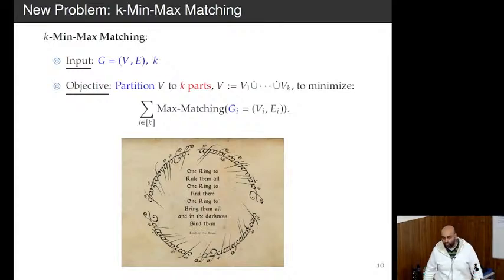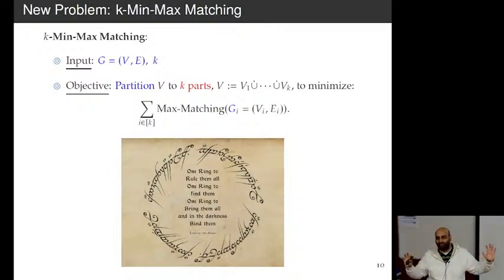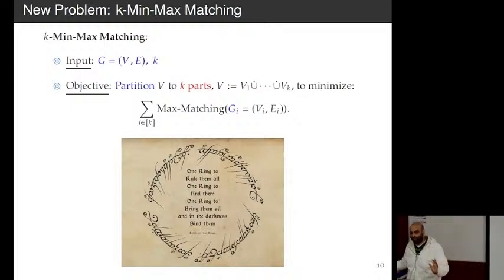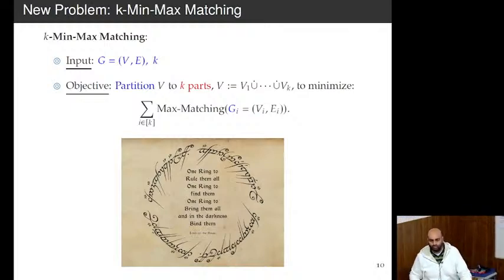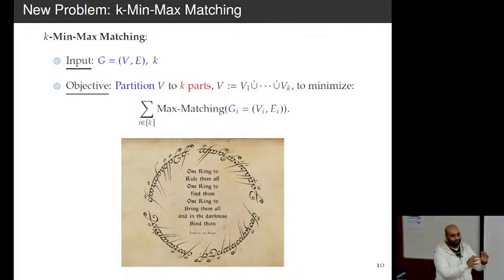So this is just max matching, the number of edges only, right? Not in the matching, no weight. So you are maximizing in each part, and then minimizing the sum. Ideally, what you would want to do is divide the graph's vertex set into k parts so that each part is an independent set. So if you k-color the graph, you're done. If you have k-colored the graph, the max matching in any part is 0. When you sum it, it's 0. That's as low as you can go.